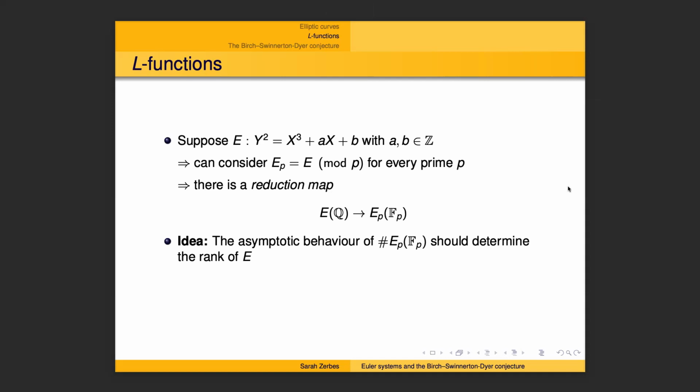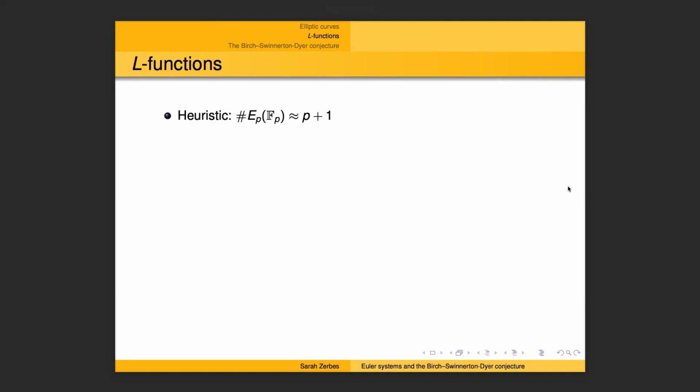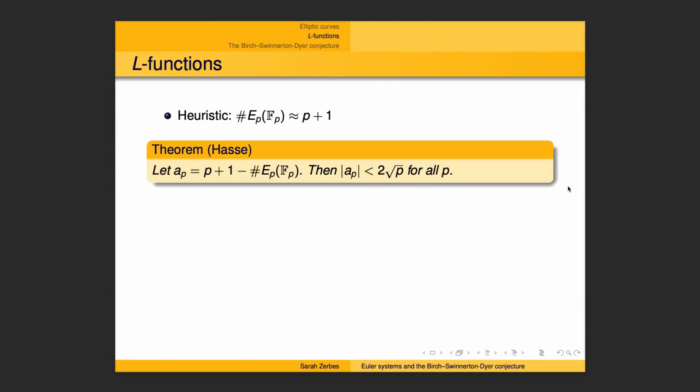So the first question to ask is, how large do we expect this number to be? Well, there is an easy heuristic which says that the number of points on E modulo P is roughly equal to P plus 1. And Hasse has shown that if we look at the difference between this expected number of points and the real number of points on E modulo P, then this difference is never too large. Namely, the absolute value of this number AP is always less than 2 times the square root of P. So we're always fairly close to the expected number.